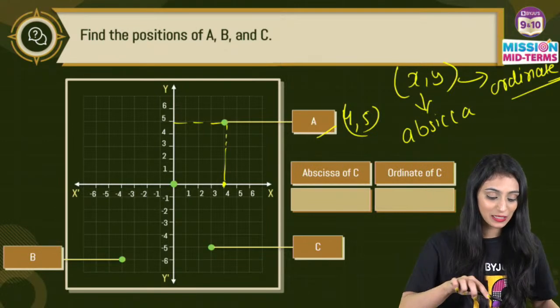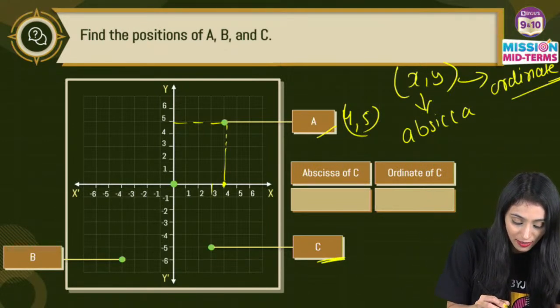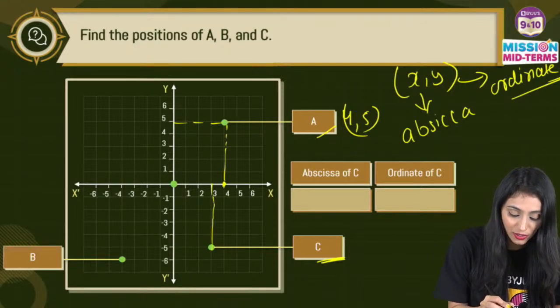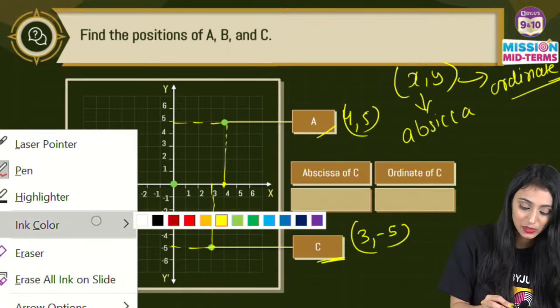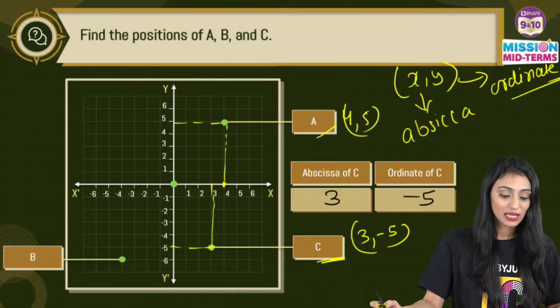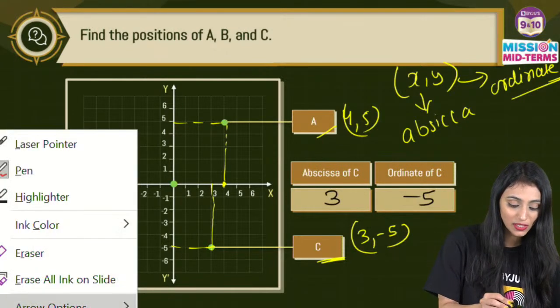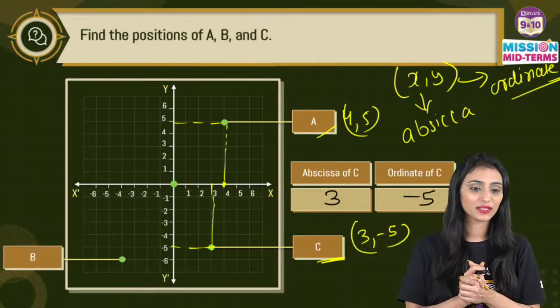And what is the abscissa of C? Look at C here. On the x-axis, here it is 3. And here it is -5. So this is going to be 3, -5. So what will I write here? I will say that the abscissa of C is 3 and the ordinate is -5. Similarly, can you tell me what are the coordinates of B? Quickly everyone, come on.